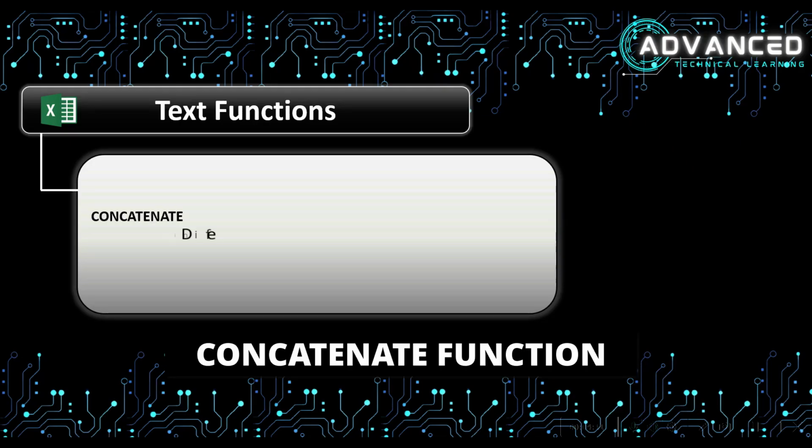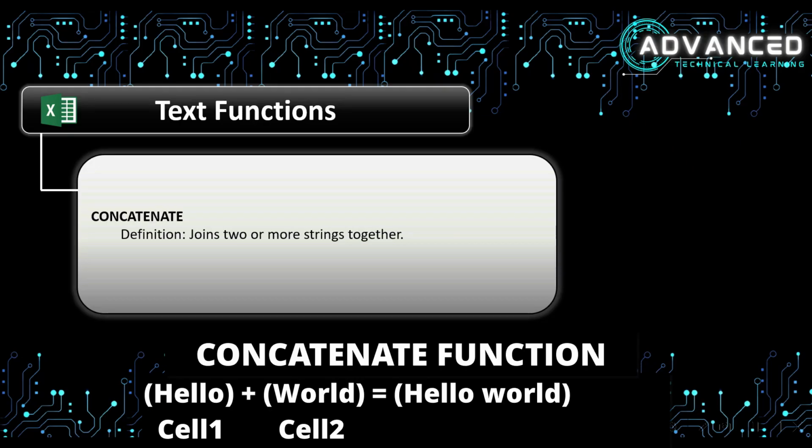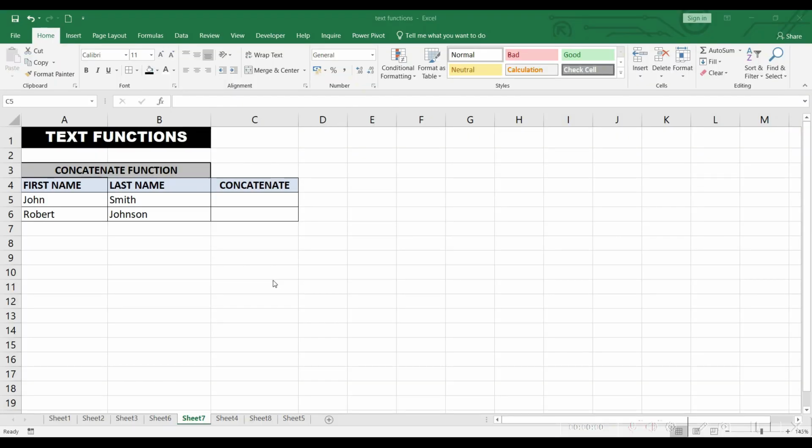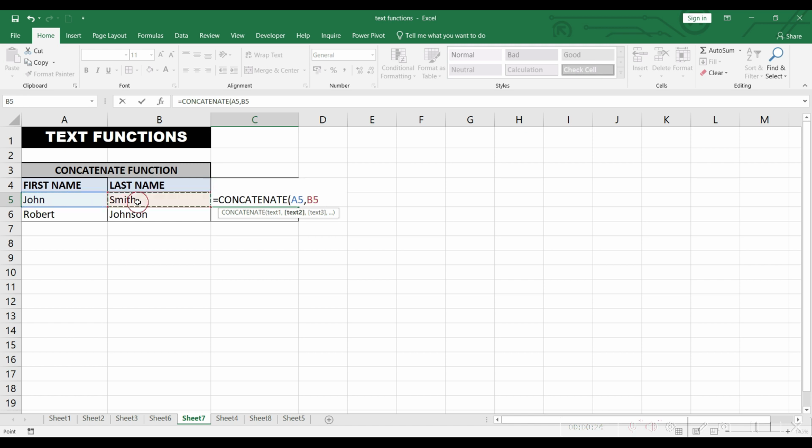Concatenate. Concatenate function is used to join 2 or more strings together from different cells. Here is the syntax for the concatenate function. So let's see how to work with concatenate function in Excel workbook. Equals to concatenate, select text1, text2 and enter. It will combine both cells and show you in one cell.